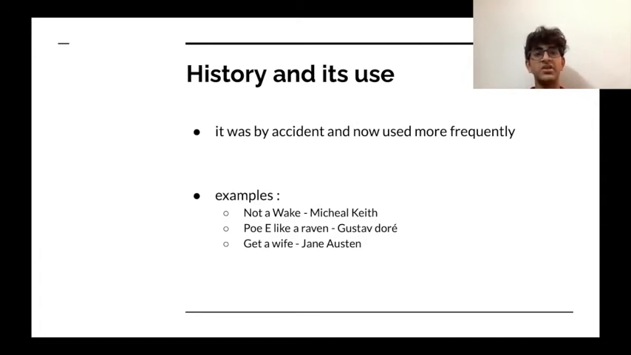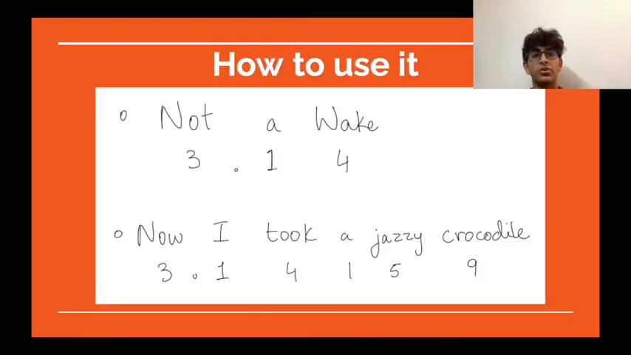A few of the examples include Not Awake, which is a book by Michael Keith, Poe, Like a Raven, which is a collection of poems by Gustave Doré, and Get a Wife, which is also a book written by Jane Austen. All of these texts are completely written in Pylish. So how do you use Pylish?